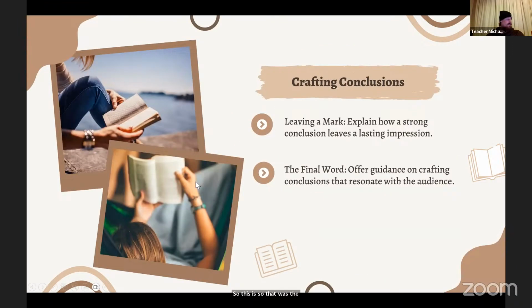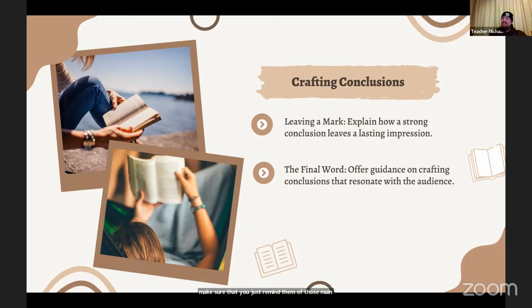We're just going to go straight to conclusions. So for a conclusion, some important tips to note. You want to summarize your key points. So what are the main arguments you've presented in your speech? Remind your audience what those are, because you might have said a lot throughout your speech. So you want to make sure that you just remind them of those main points.